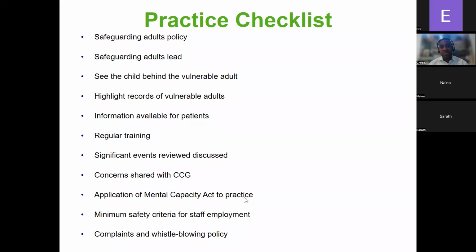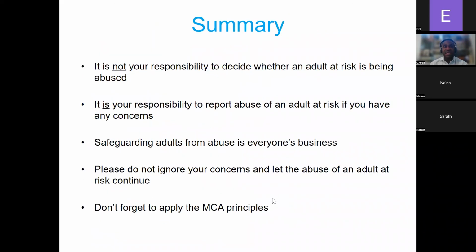Complaint and whistleblowing policy must be there to protect those who flag up malpractices and institutional abuses at the workplace.